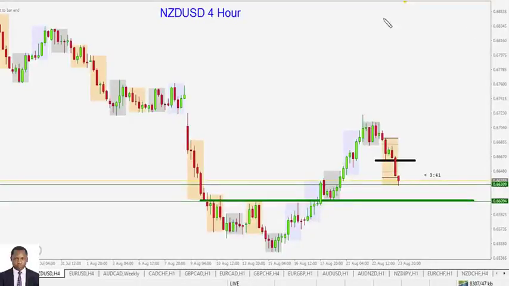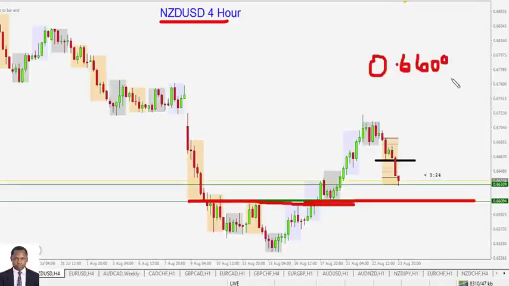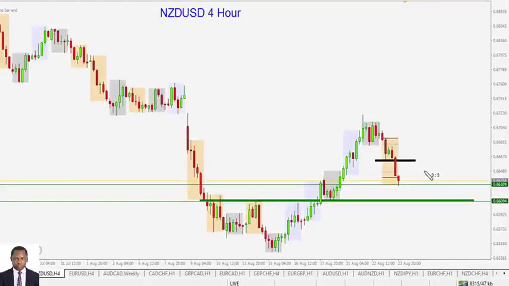If at all you want to short this pair, you want price to go below that level, the 0.6609 level. You want price to go below that level, then from here on you can search for your short opportunities. And of course, you want the daily candle to close below that level. Okay, but for now, this is a critical decision making area.